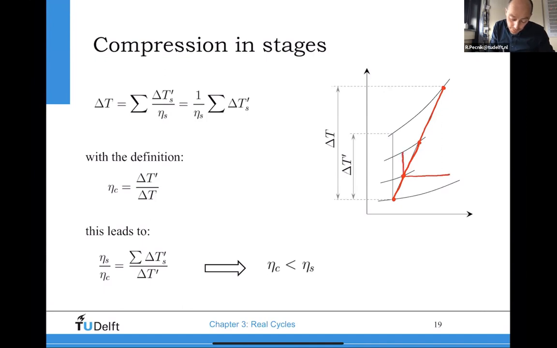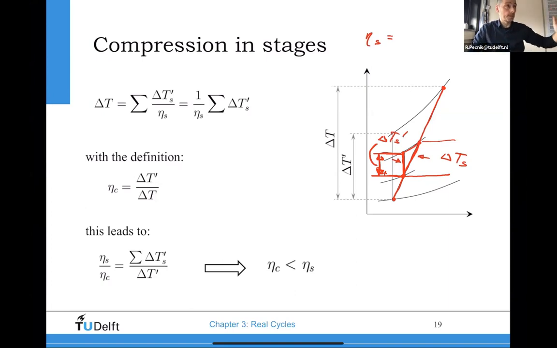How is the stage efficiency defined in this case? This is my second stage, right? My second stage is this part here. This will be an isentropic compression for the second stage, this part here. And this is the real compression with losses. So the stage efficiency, which I call here eta S. Now I need to define these temperatures here. This will be delta T stage. And that one would be a compression for the stage if you have no losses, which is this one here. And this is delta T stage prime.